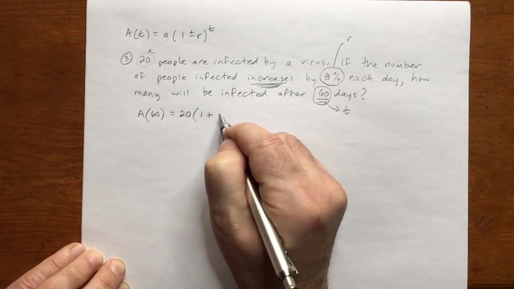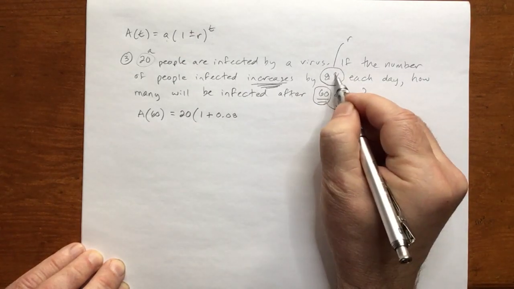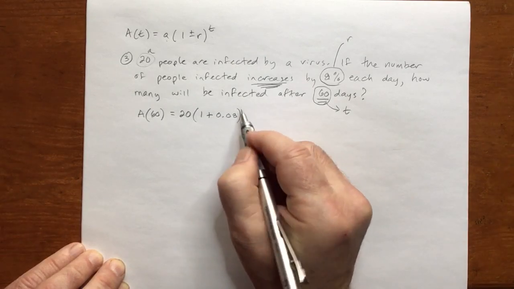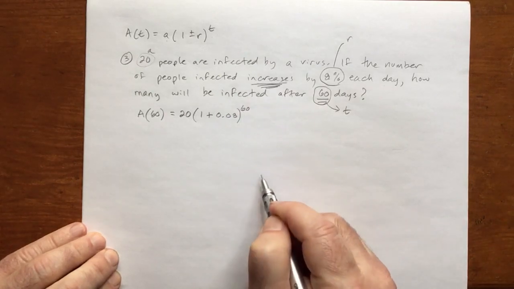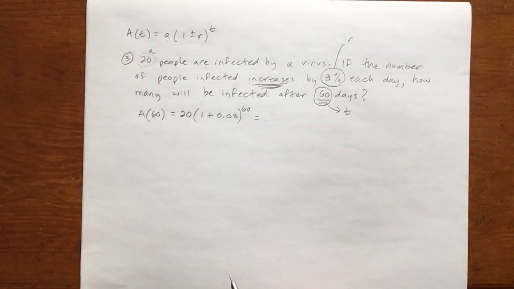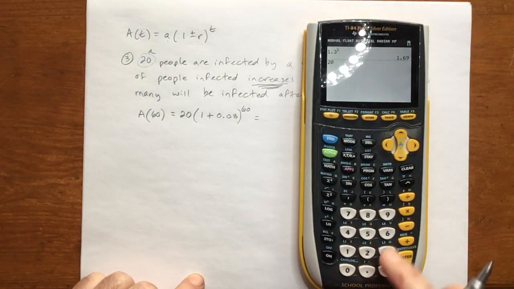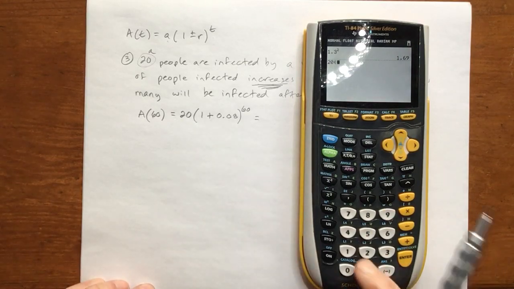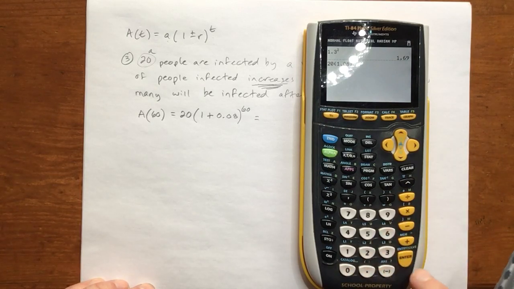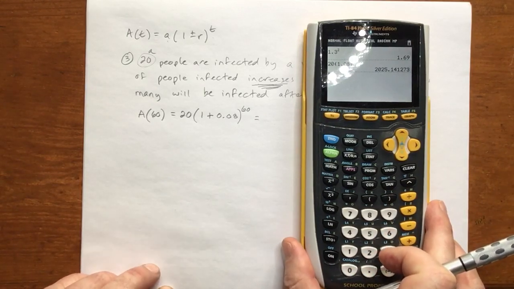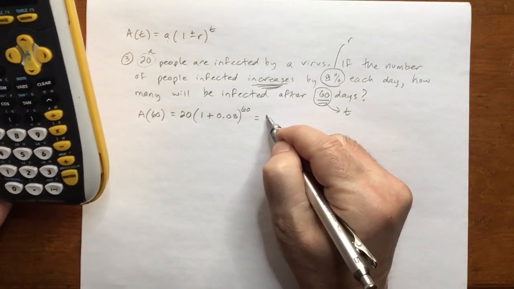And to represent 8% in decimal form, it's 0.08. Remember, you're dividing 8 by 100. Okay, and then our number of times is 60. Now it's time for the calculator. We're not going to do that in our head, so just type it in carefully. We have 20 times 1.08, and then caret 60, hit enter, and we see that we have 2,025.14 people infected.